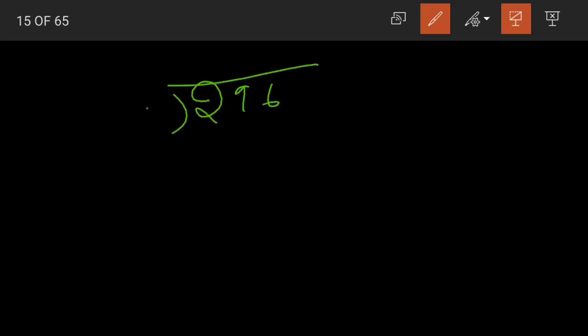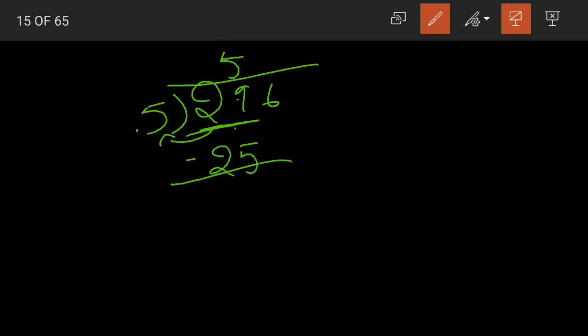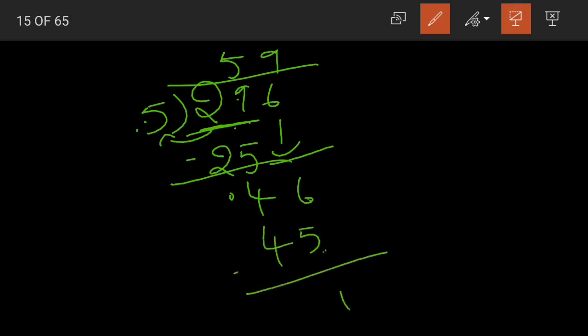296 divided by 5. Now if you take 2, it is less than the divisor here, so we need to take 2 digits. We know that 5 fives are 25. When we subtract, 9 minus 5 is 4, 2 minus 2 is 0, bringing another number down. Now how many times is it, children? 5 nines are 45. So when we subtract, 6 minus 5 is 1, 4 minus 4 is 0. 1 is our remainder. What is the quotient? 59.